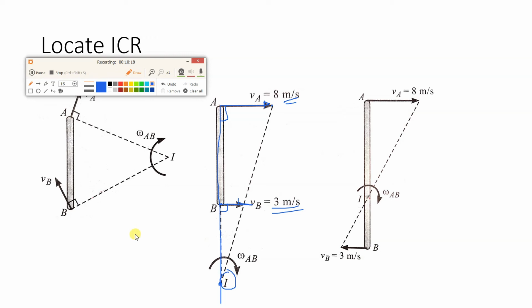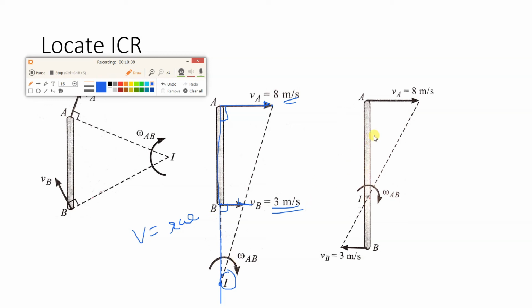Okay, now again you can use the same relation, V is equal to R omega. So what will be VA? It will be IA into omega AB. What will be VB? It will be IB into omega AB.